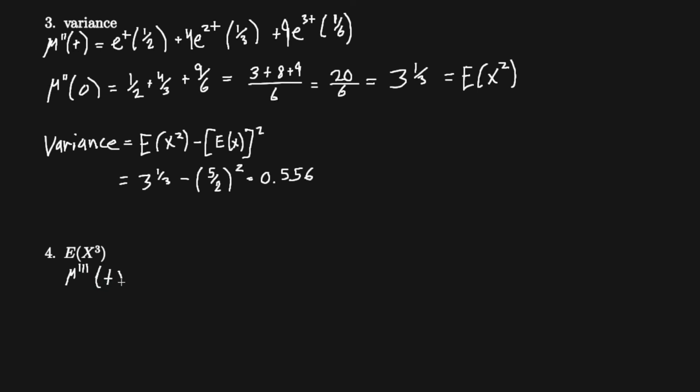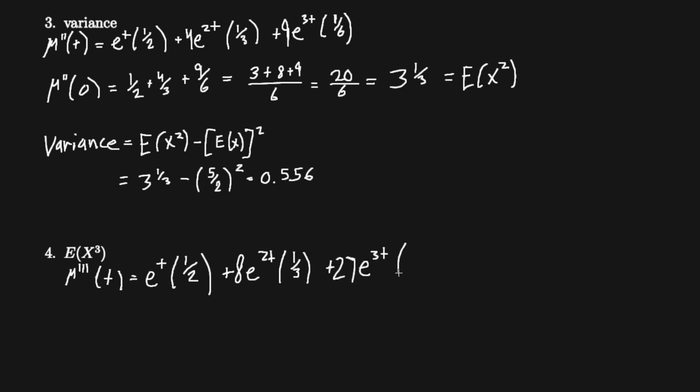Now we can find the expected value of x to the third, which is just taking the derivative 3 times, or one more derivative from the second one, which is e to the t times 1/2 plus 8 times e to the 2t times 1/3 plus 27e to the power of 3t times 1/6. And if you just plug in 0 for t, that would give you 1/2 plus 8/3 plus 27/6.